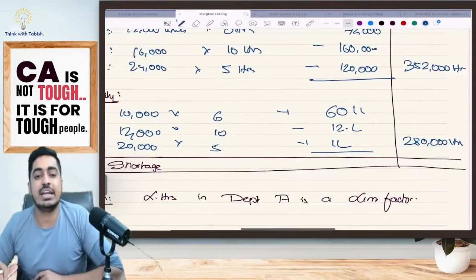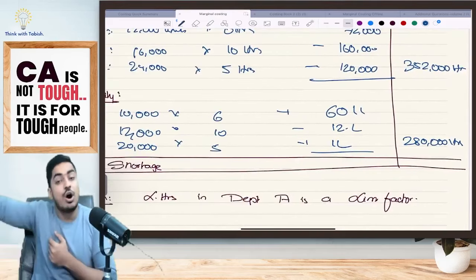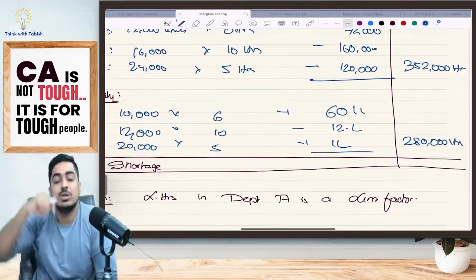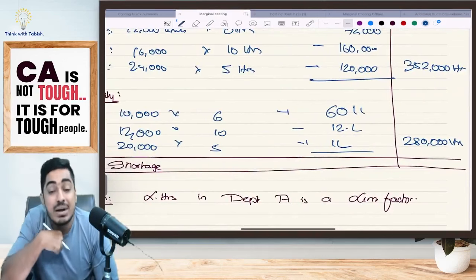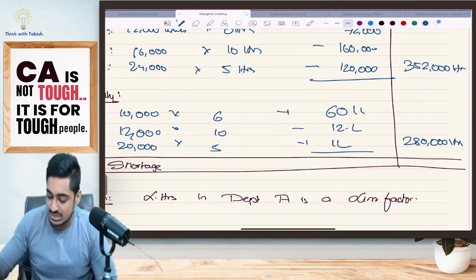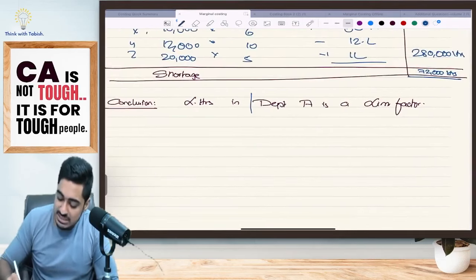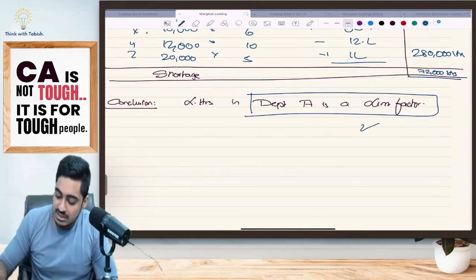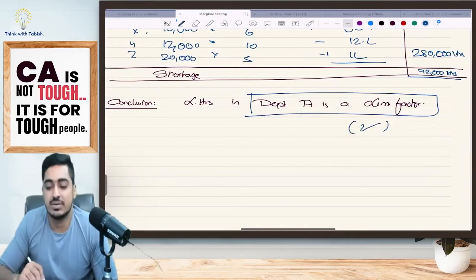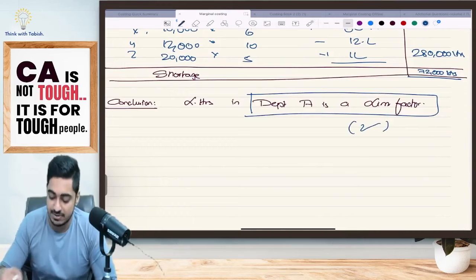So tell me, students. To produce all units next year, 3,52,000 hours is required. But am I having 3,52,000? No, sir, I'm only having 2,80,000. That means how much is the shortage, students? 72,000 hours is the shortage. That means tell me whether labor hours in department A is a limiting factor. Yes, sir, it is a limiting factor. 72,000 hours is the shortage. Is this clear, everyone?